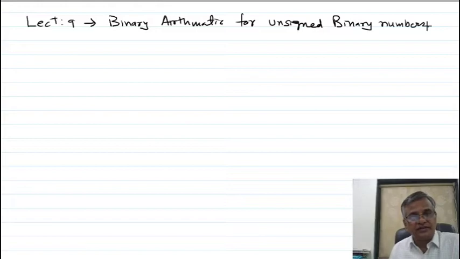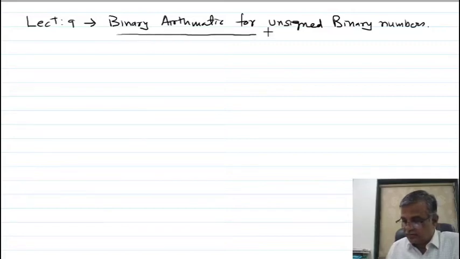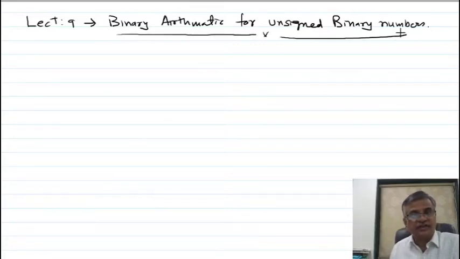The computer is a digital system which performs arithmetic operations like addition, subtraction, division, multiplication. To know the digital circuit for such kinds of operations, we must know binary addition, binary subtraction, binary division and binary multiplication. Today we are discussing binary arithmetic for unsigned binary numbers.